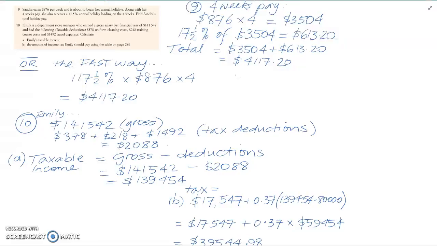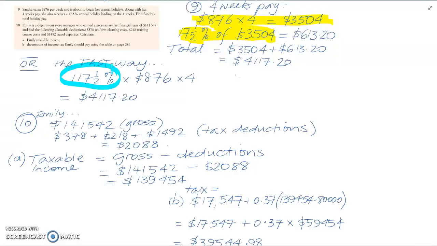2 ways to do this. You can either figure out the 4 weeks' pay, which I've done here, 876 by 4. Then, on top of that, figure out the 17.5% of whatever that was, and then add it on. Or remember the fast way I was trying to tell you the other week? The fast way is if you've got the whole amount, that's 100%, and then you want to add on top of that 17.5%. You've got 100% plus 17.5%, which is 117.5%. So whack it in and you get the answer in one line.